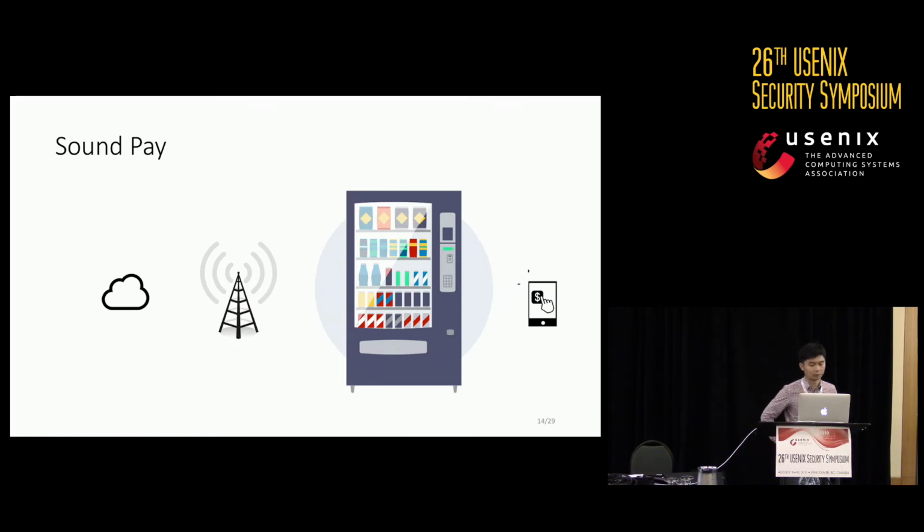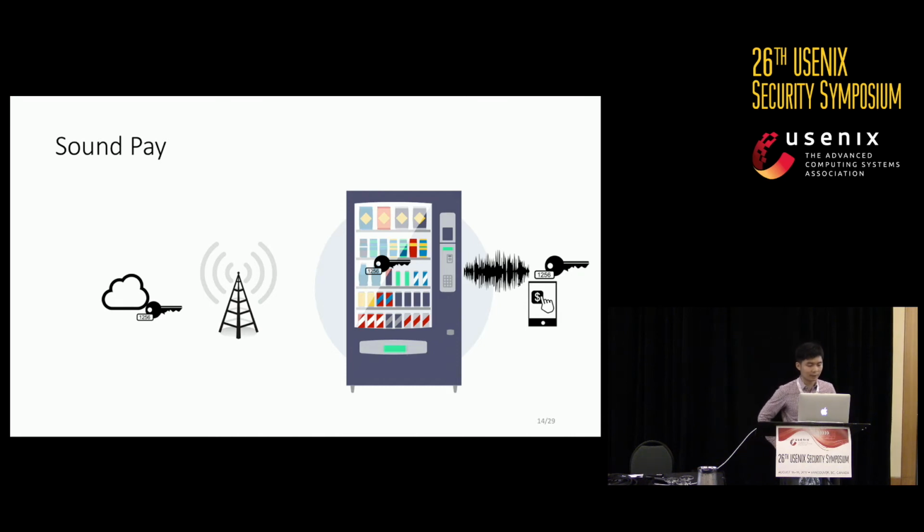Besides Samsung Pay, we also targeted Sound Pay. Sound Pay is usually adopted by vending machines. When a user is going to pay with Sound Pay, the application immediately generates a token for the user, modulates the token into a clip of audio, and then plays this clip of audio. The audio can be received by the vending machine, which decodes the token from the recorded audio and then sends the token to the backend server for verification.